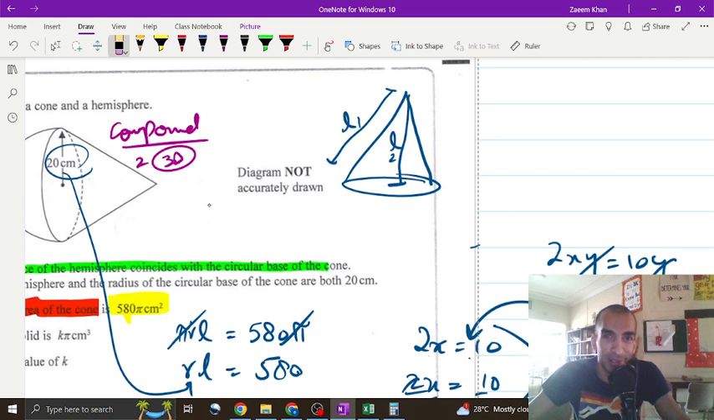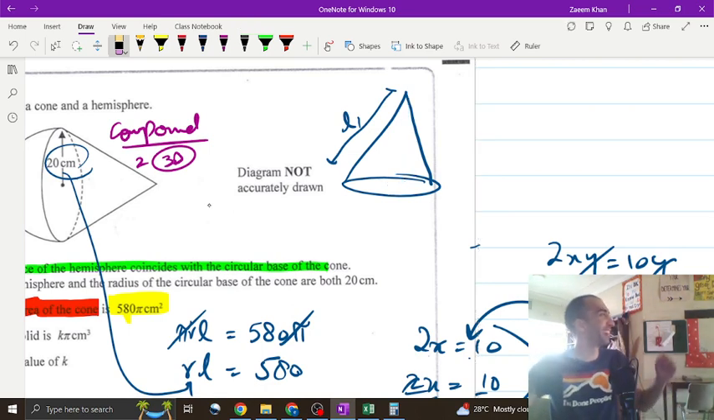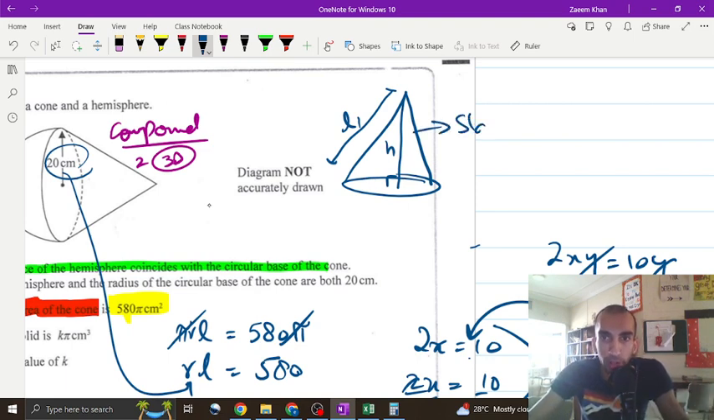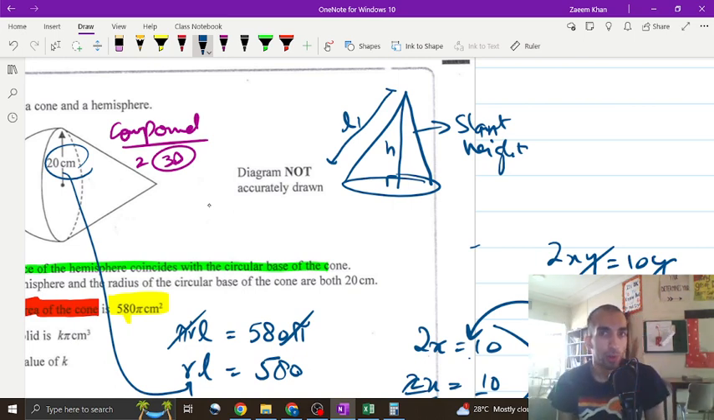Good question. L2 doesn't exist. It was just me messing with you. Whenever you're referring to the letter L, it's referring to this thing over here. How do you read this? Slant height. Any length which goes diagonally is called slant, and you call it slant height. So L refers to the slant height.